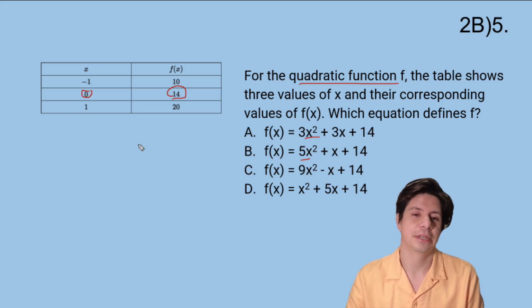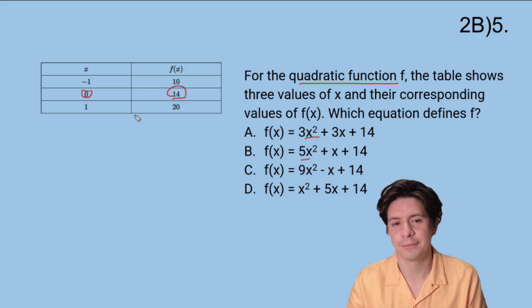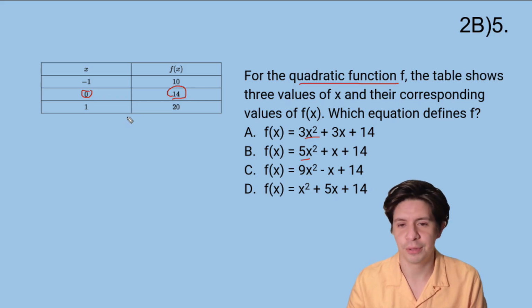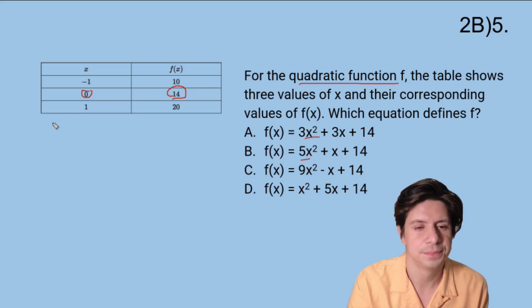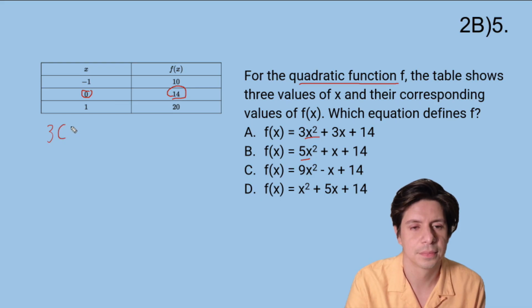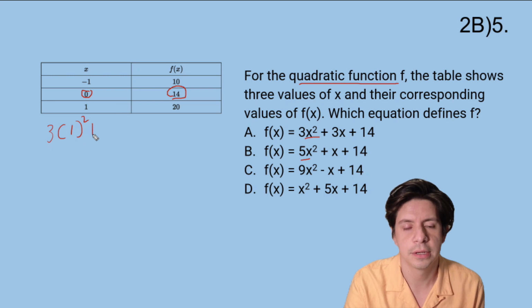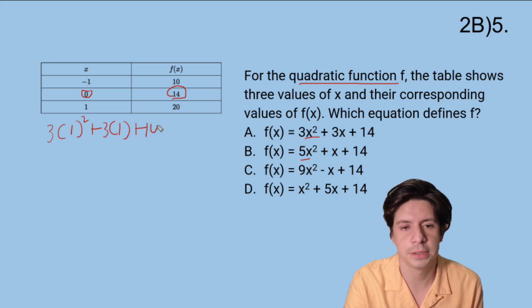Okay. So now I'm going to plug in 1 instead of negative 1 because 1 is just easier to plug in. And when we do that, right, let's do 1 into A, right? So it's going to be 3 times 1 squared plus 3 times 1 plus 14.